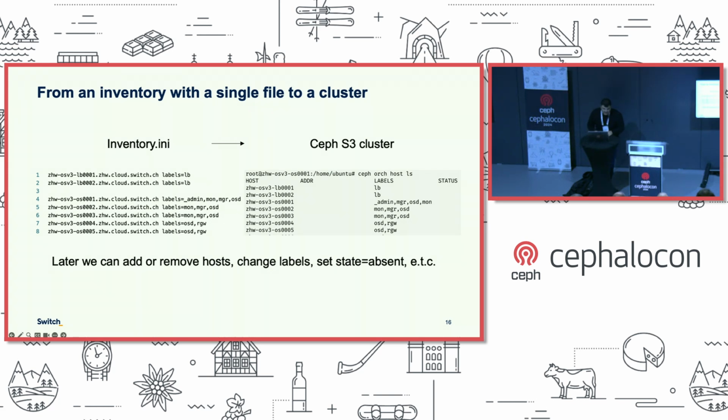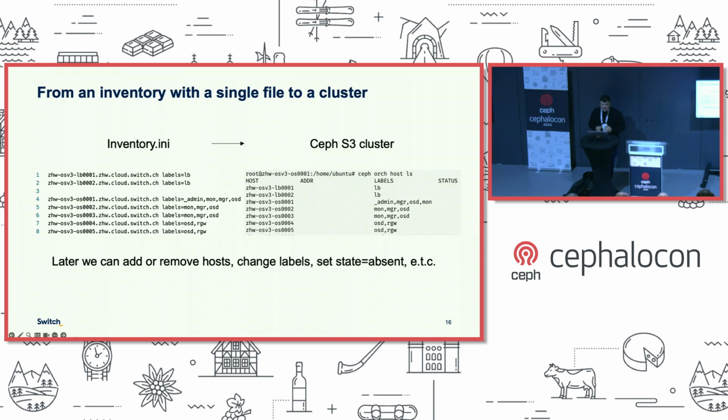As you can see here, in our inventory we have, for example, FQDNs for our host names, and then we use the labels. The labels have two uses. One of them is to be able to integrate with Ceph ADM, and the other one is to be able to understand what type of configuration you would do.